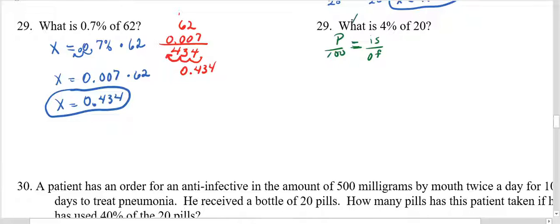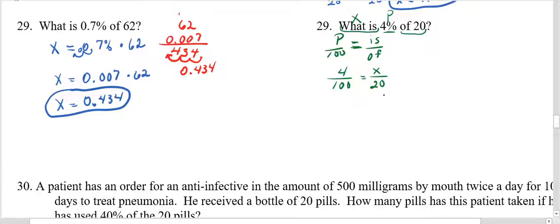So the what is my x, the 40 is my is. Nope, I said that backwards. I've got to watch myself tonight, I'm getting tired. The what is my is, the 40 is my percent, and the of is my 20. Well, not the 40, that's a 4. So 4 over 100 equals x over 20.